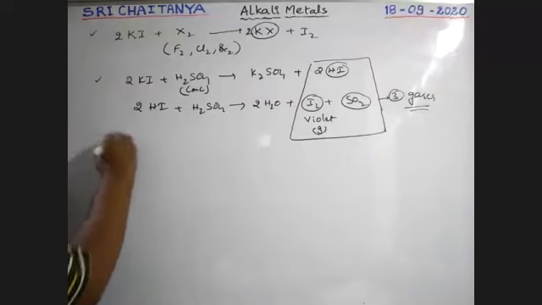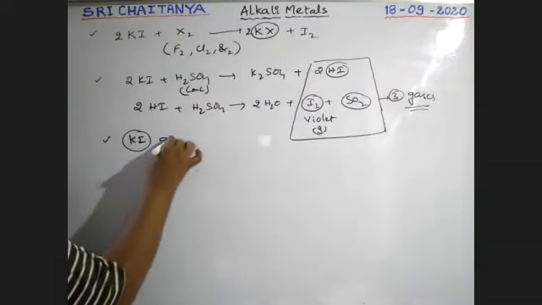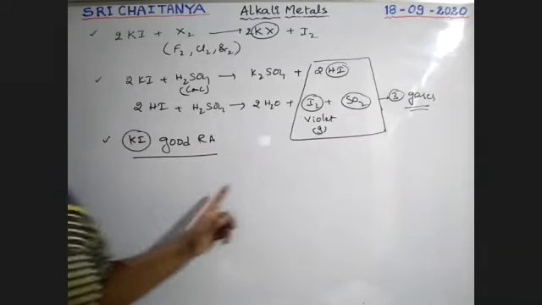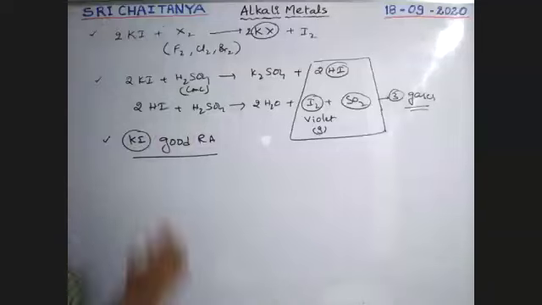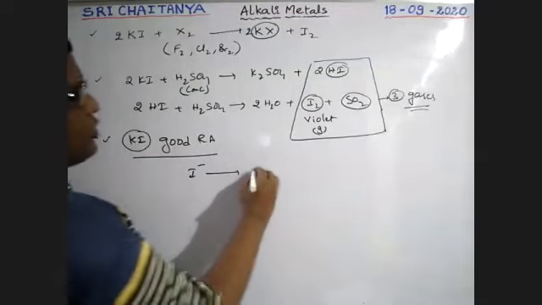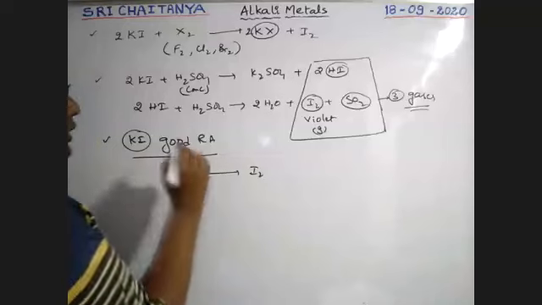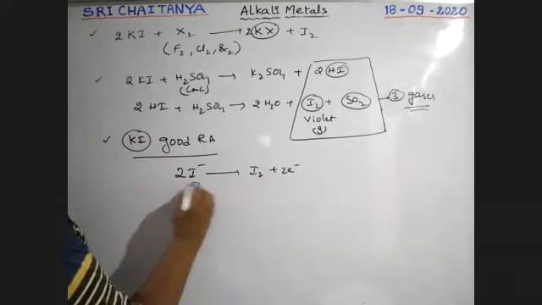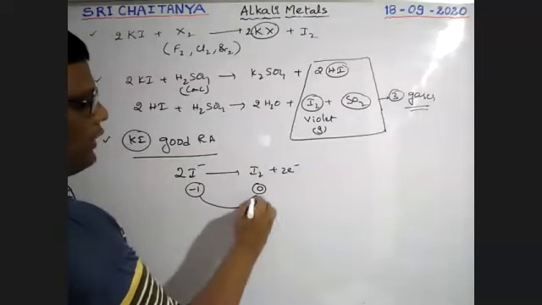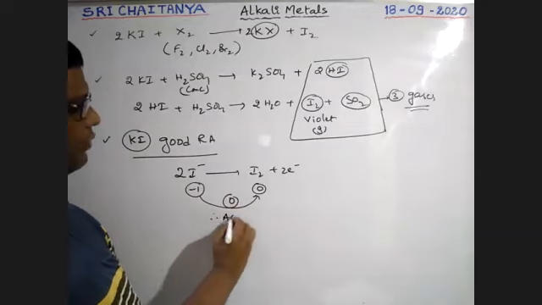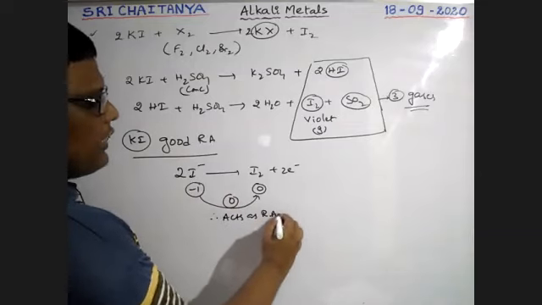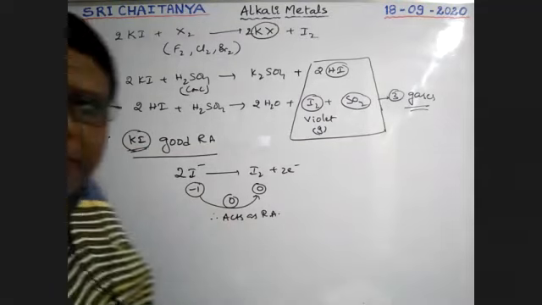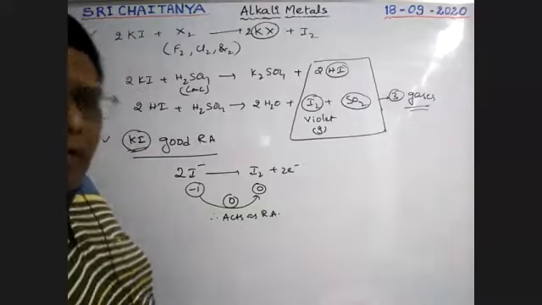Next, potassium iodide is a good reducing agent. When it is involved in a reaction, the I minus ion is changed to I2. So 2I minus goes to I2 by the loss of 2 electrons. That means the oxidation state changes from minus 1 to 0. It is oxidized, and therefore potassium iodide itself acts as a reducing agent. Some examples for that.